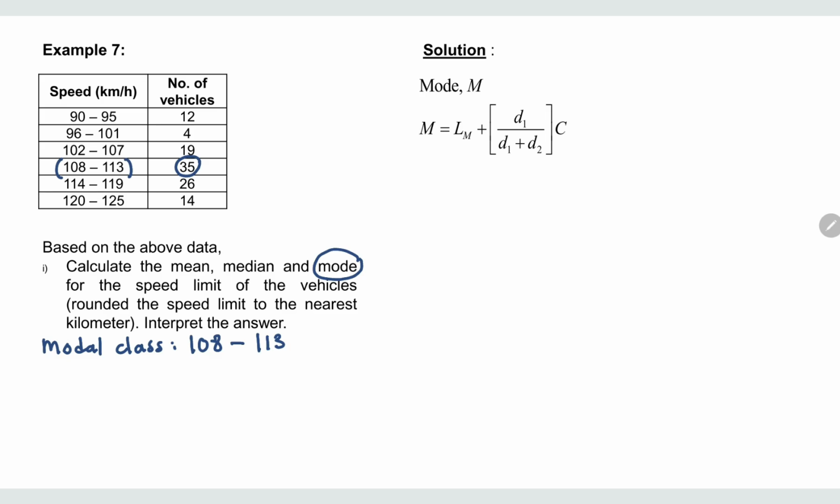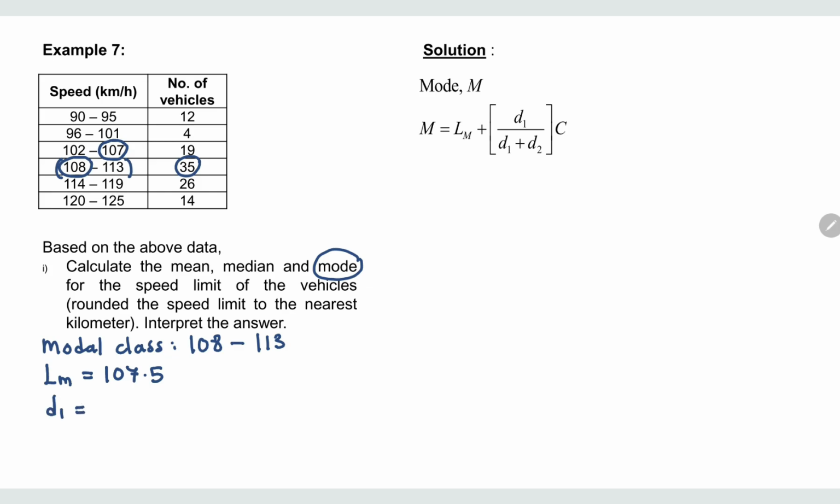Next, let's find the information needed, which is Lm, the lower boundary of the modal class. You can take (107 + 108) divided by 2, which is 107.5. Okay, next, d1.